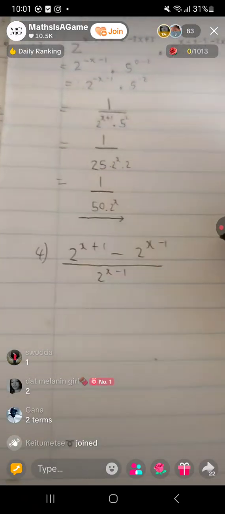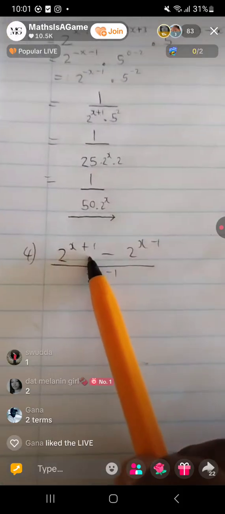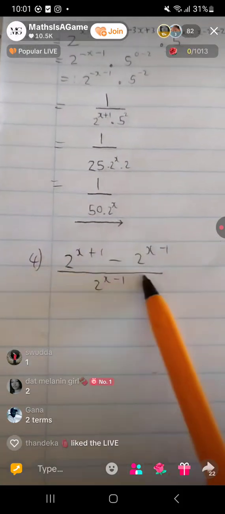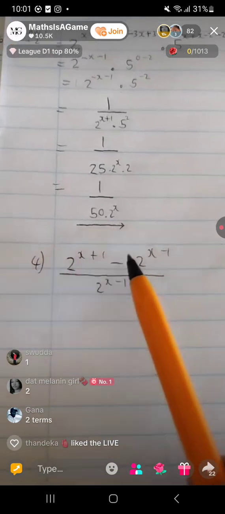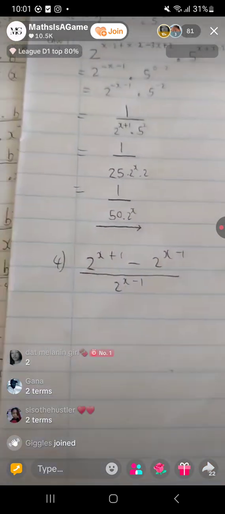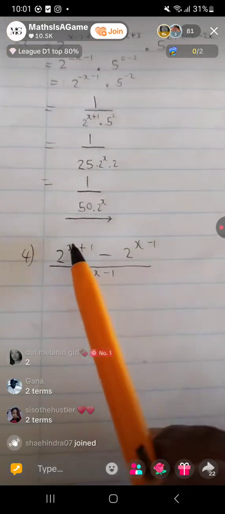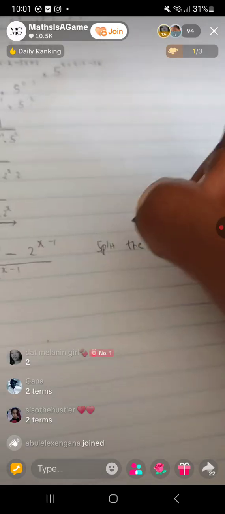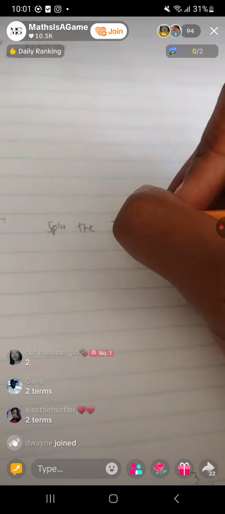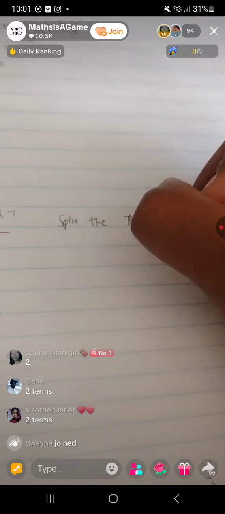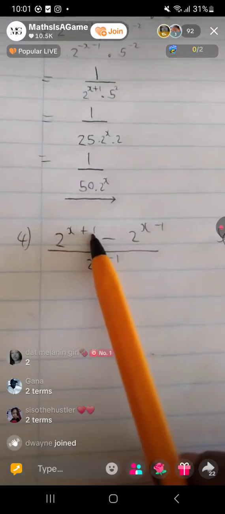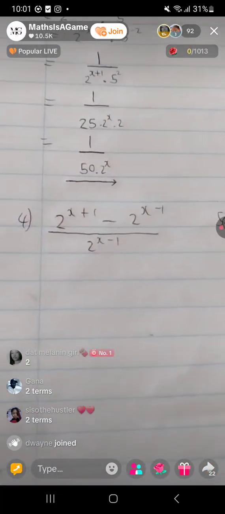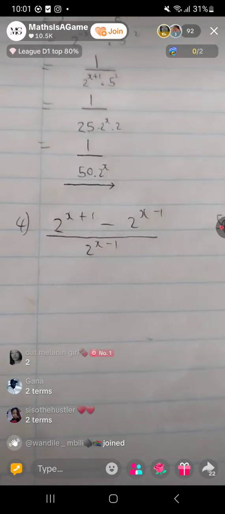BEDMAS is still in our heads, but of course we don't have brackets. We have exponents, but not with a bracket involved. Division is still there, but unfortunately we have subtraction in the mix as well. So it calls for a different approach. In the numerator, what we do is we split the base, applying law number 1 in reverse.